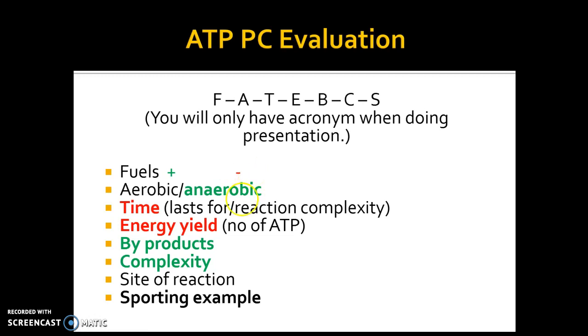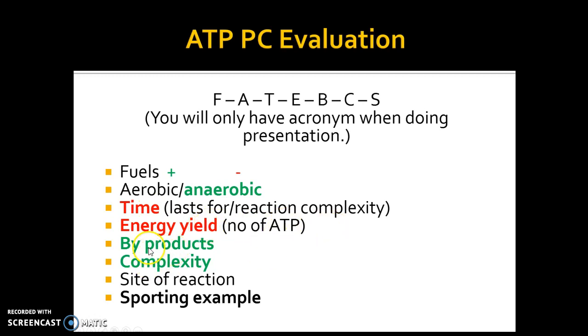And then going down from there, is it aerobic or anaerobic? Well, it's an anaerobic energy system because it doesn't require oxygen to break down PC. Now, this is an advantage because it can be done quickly. On top of that, time. The downside to the ATP PC system is it only lasts for 10 seconds, which means it runs out relatively quickly. Another downside is the energy yield, because there is only one ATP, so that is a disadvantage there.